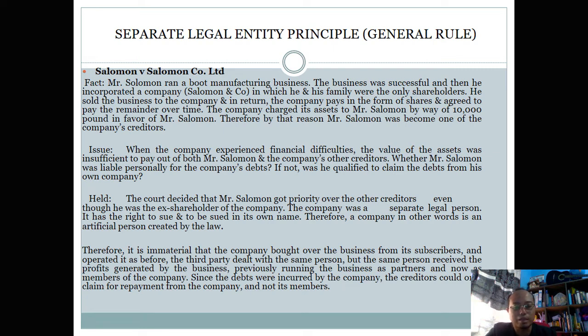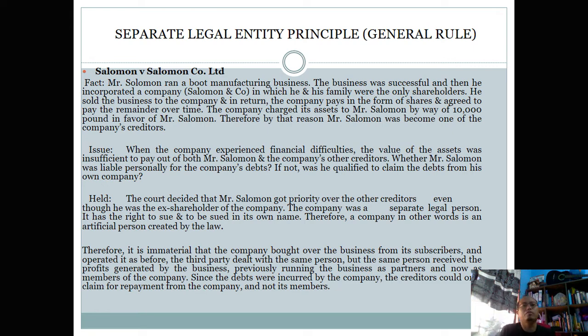Since the debt was incurred by the company, the creditors could only claim for the repayment from the company and not its members. So therefore, Mr. Solomon was not personally liable for the debt incurred by the company, even though he was the owner of the business before, even though he is one of the shareholders, even though he was the director of the company. It will never make the members of the company liable.